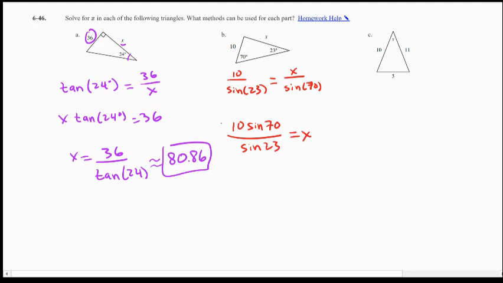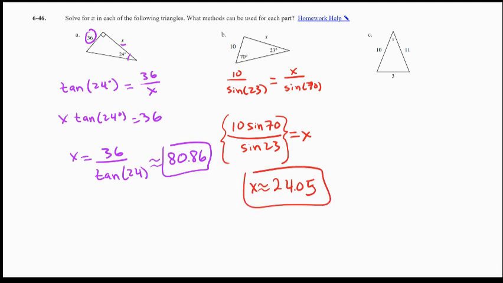And I plug all of this into a calculator: 10 times sine of 70 divided by sine of 23. And I get my x value here of about 24.05. And the last one here, I'm going to go ahead and use the law of cosines to help me because I'm given the three sides and I'm looking for an angle here.